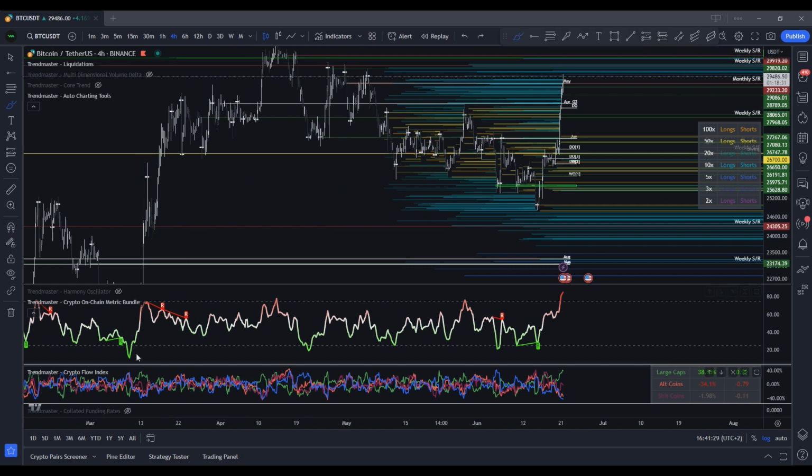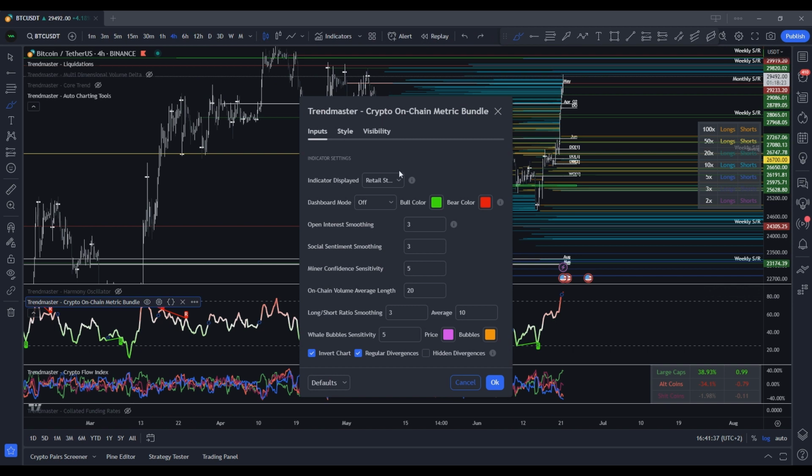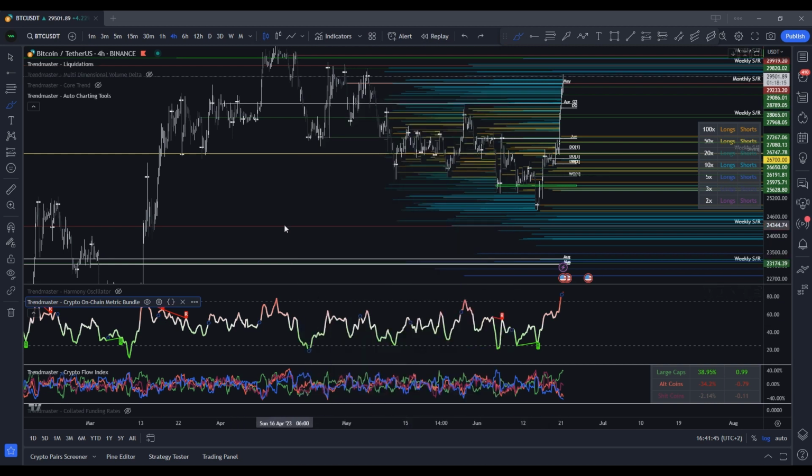So if we actually want to see something pretty cool, we had the bullish deviation here to move back up. This is, again, retail stablecoin demand. All I'm doing on here is using the on-chain metric bundle, retail stablecoin demand, and invert chart with regular divergences on. I'm using this simply as a confluence tool with the oscillator and everything else.